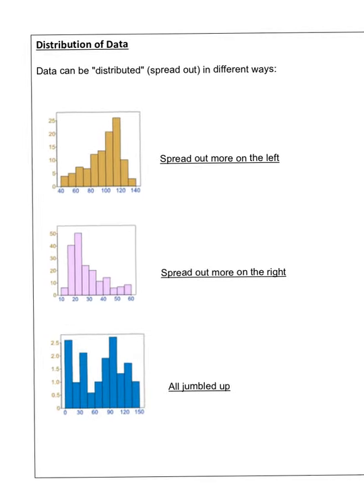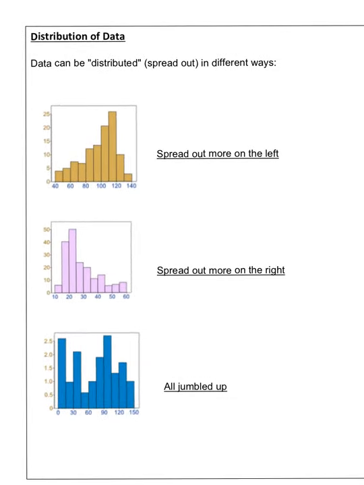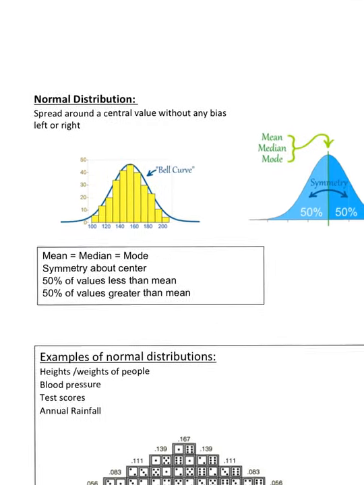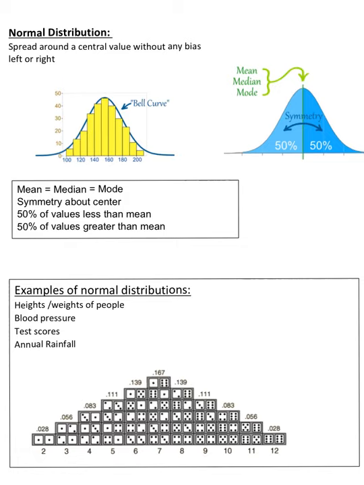And finally, this is something you're going to talk about more in depth in high school: distribution of data. If I took your test scores and put them on a graph, I could end up with patterns like this, where my scores are more spread out on the left, or more spread out on the right, or kind of all jumbled up. Ideally, we want what's called a normal curve. A normal curve, or normal distribution, is in the shape of a bell. You might have heard of a bell curve.